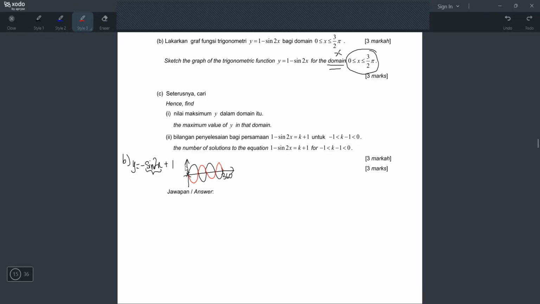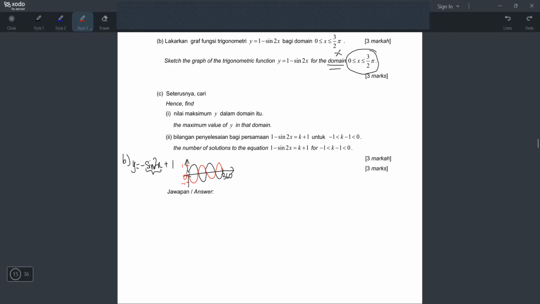But what would be the amplitude? It would be 1, -1, right? Because for the amplitude, we look at the front number, which is here, right? And if there's nothing there, it means 1, right? The amplitude is 1. And the final part is the +1. So when we look at the +1, what happens here? The whole graph has to move up, right?